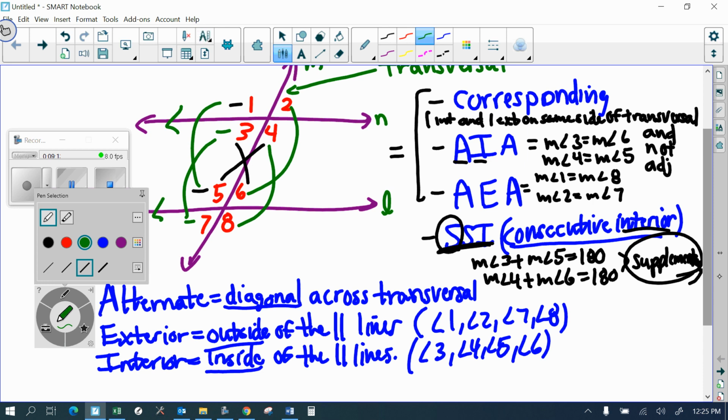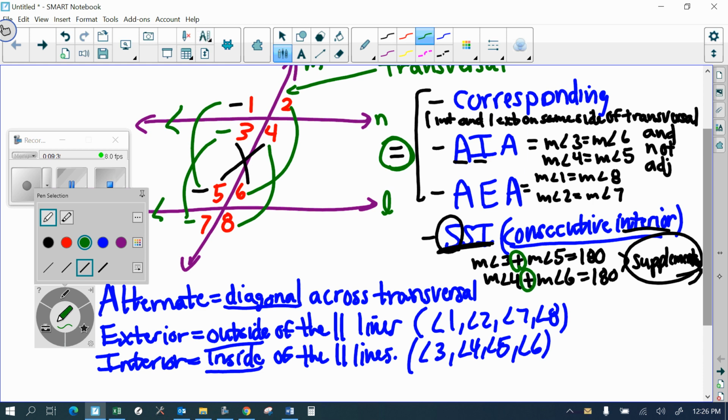The pairings are equal. That's why I have it right here. All 3 corresponding angles are congruent, alternate interior angles are congruent, alternate exterior angles are congruent. The only one that is supplementary, and it's easy to remember because it starts with an S, is same side interior angles. And since they're supplementary, they add to 180. They don't equal 180, they add to 180. So you make sure you have the addition sign.